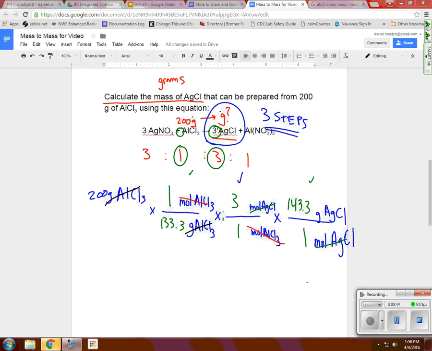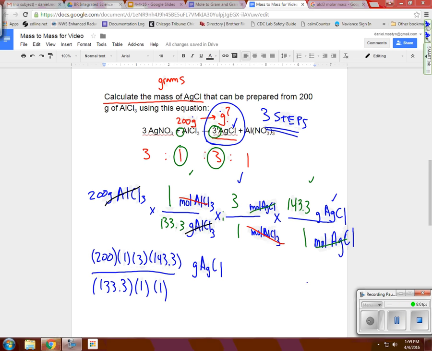And we're left with the unit that we want, grams of AgCl. That's what we're looking for. So now we'll go ahead and put the numbers into our calculator. There we go. We multiplied through the reaction. Our unit was grams of AgCl, and we end up getting 645 grams of AgCl.